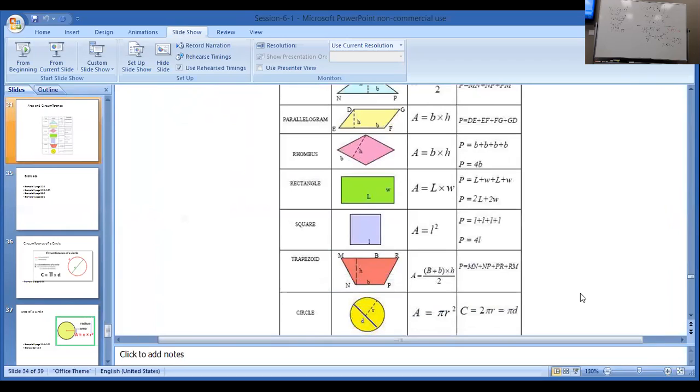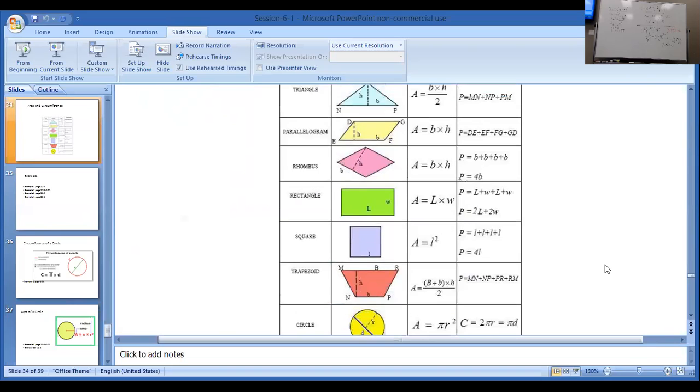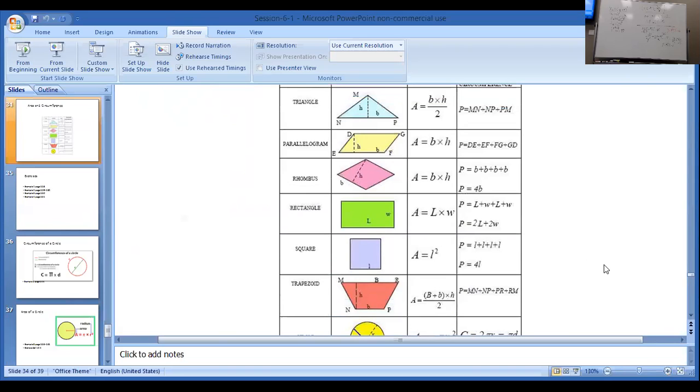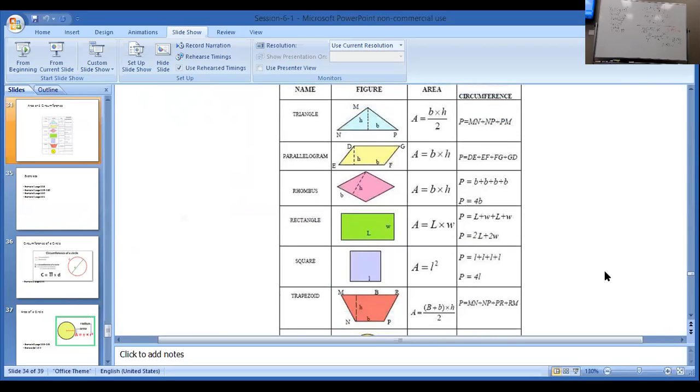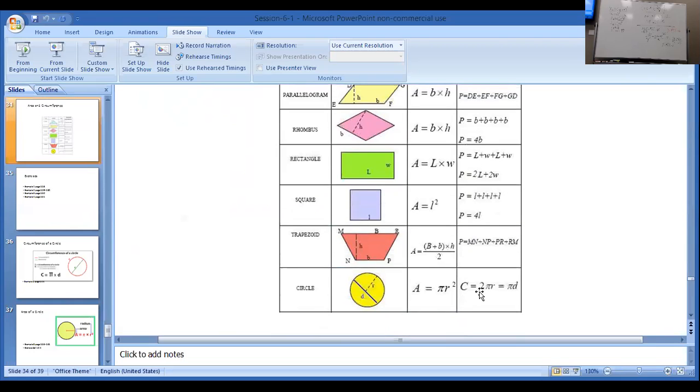All right. Rhombus, rectangles, squares, parallelogram. Any question? What is the circumference of the circle? Circumference is 2 pi r. The number pi times the radius times 2, or diameter, because 2 times radius is diameter. Okay. Pi times d.